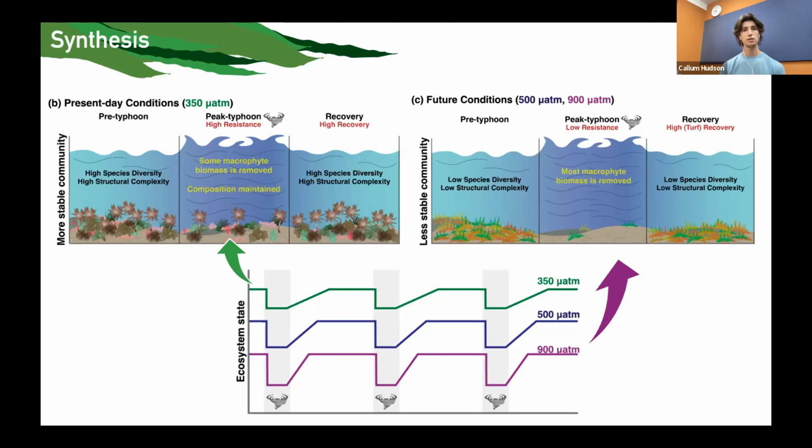And we suggest that regular disturbance at these sites, due to the seasonal disturbance from typhoons, helps to lock in and maintain this turf-dominated state by maintaining this early successional stage within which turf can rapidly grow and recolonize and come to dominate and lock out other more complex algal groups.